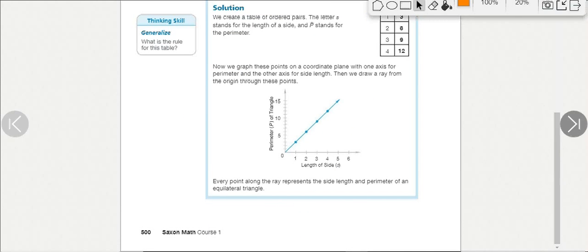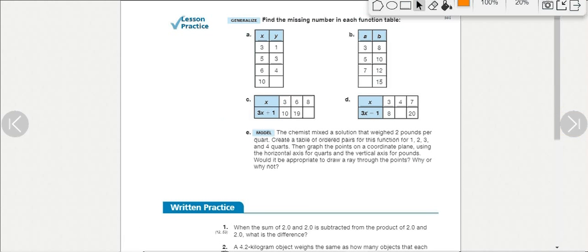Every point along the ray represents the side length and perimeter of an equilateral triangle. They all follow the same rule. So we went pretty slow. You can always pause, rewind, look back, play it at a faster pace. Let this video be a resource to you. I hope it's helpful. Let these example problems in the book be helpful to you as you get acquainted with the concept of what a function rule is and how to make tables and graphs that correspond.